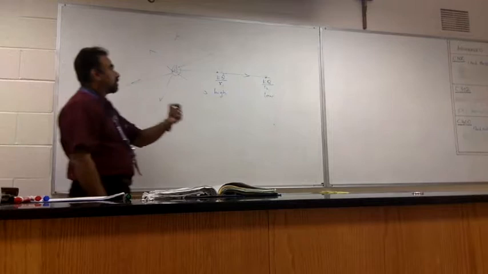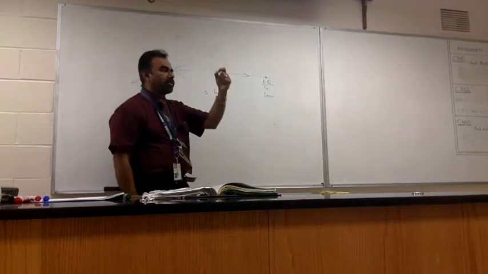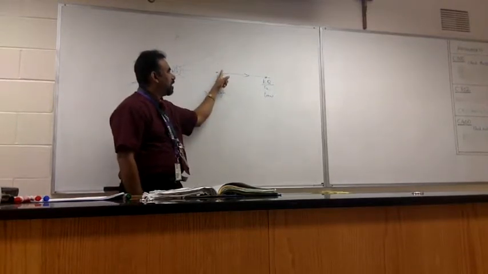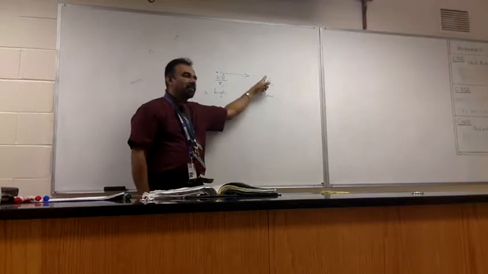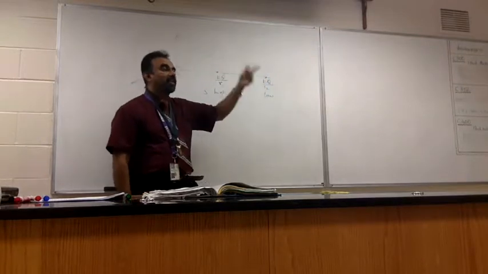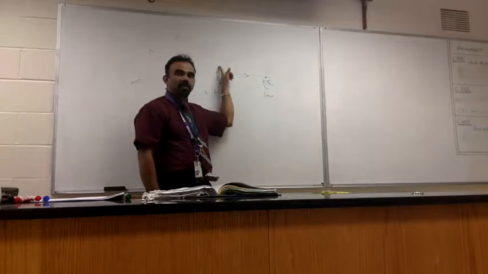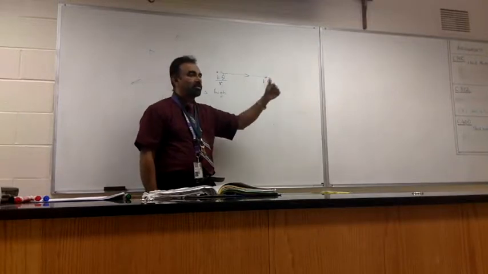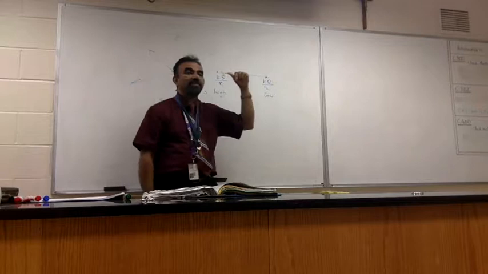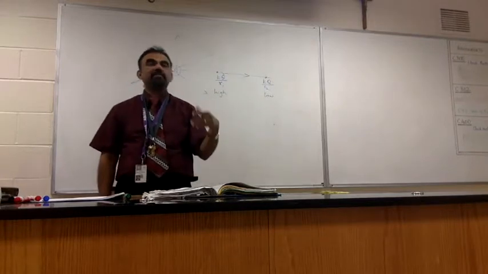So if I release a unit positive charge, or if I release a positive charge over here, it's going to run from high potential to low potential. If I release an electron here, it's going to run this way. An electron goes in the opposite direction. It goes against the field. Yes?